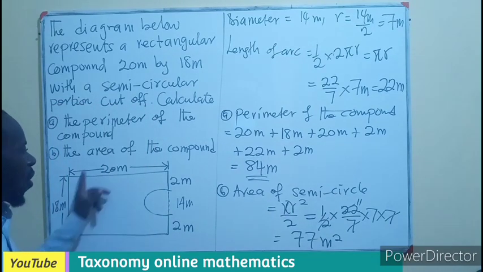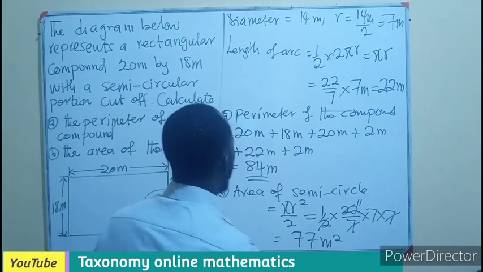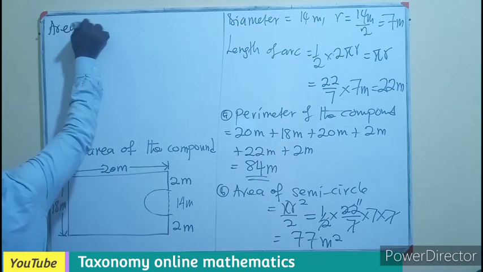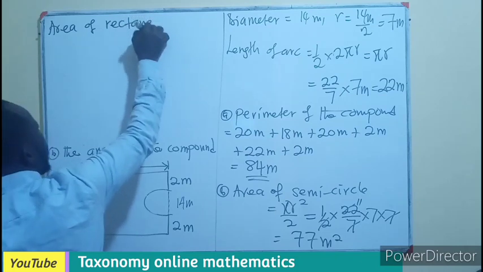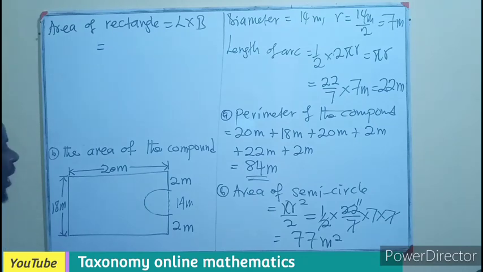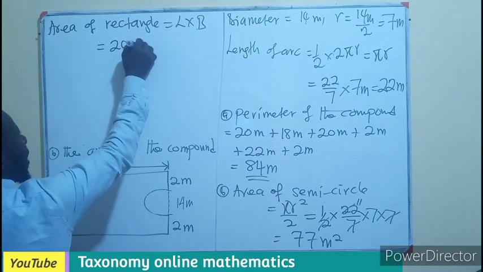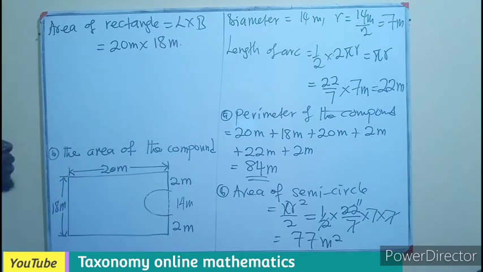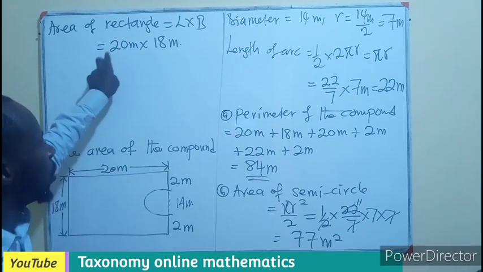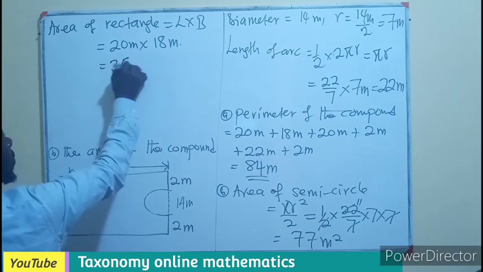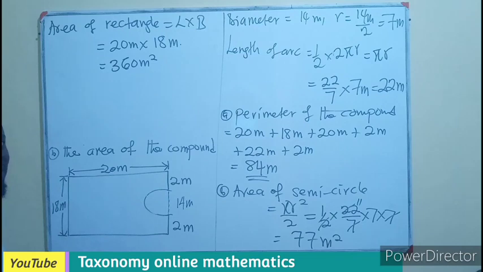We need to find the area of the rectangle before we can do our subtraction. So the area is the length times the breadth, where the length in this case is 20 meters and the breadth is 18 meters. We know 20 is just 2 times 10. So 2 times 18 will be 36, times 10 will be 360. So we have 360 meters squared as the whole rectangle.